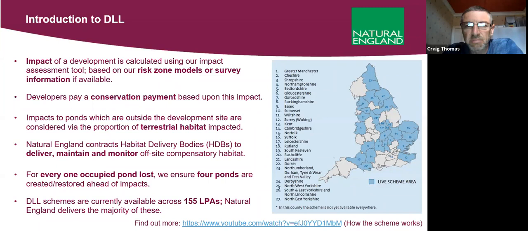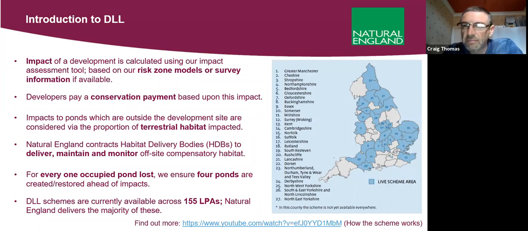Developers then pay a conservation payment, which is based upon that impact on the species. It's important to say that impacts to ponds outside development sites are considered within 250 metres of the site boundary. And we judge that on the proportion of terrestrial habitat impacted within the red line boundary of the development site. We work with habitat delivery bodies, HDBs. They deliver and maintain and monitor off-site compensatory habitat. We'll talk through that in more detail.